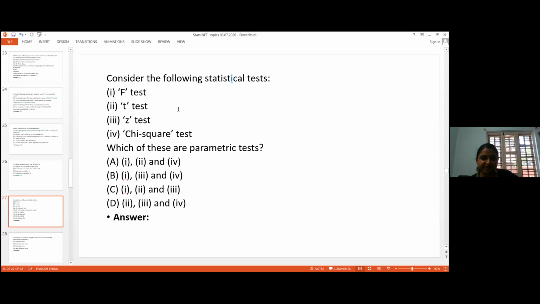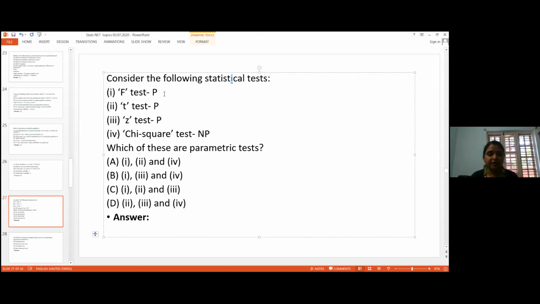Answer, answer, answer. When I'm getting different answers, that is when... okay. So everybody is agreeing to what Mr. Ramesh says. He said C. Is it correct? 1, 2, 3. Perfect. 1, 2, 3 are parametric. Excellent. So what I said prior to this is registered. I'm happy. Yes, F test is parametric, T test is parametric, and Z test is also parametric. Chi-square test is the non-parametric test.